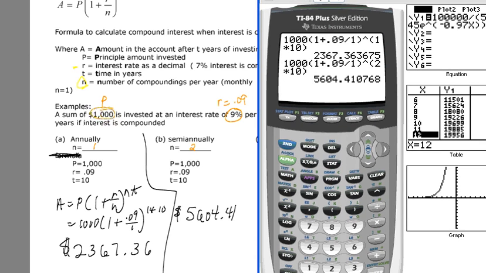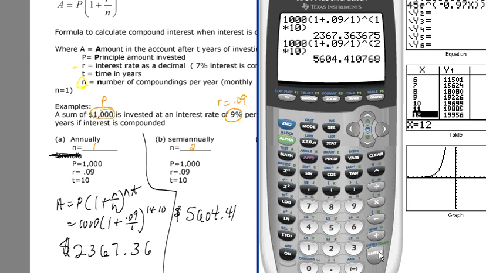So let's do the same thing. Let's do second entry, and let's change the 2 to a 4 and make it quarterly. Oh, I knew I forgot something in my formula. This is R over N. When I changed my formula over here in the second one, I forgot to change that 1 to a 2. This 1 should be a 4.